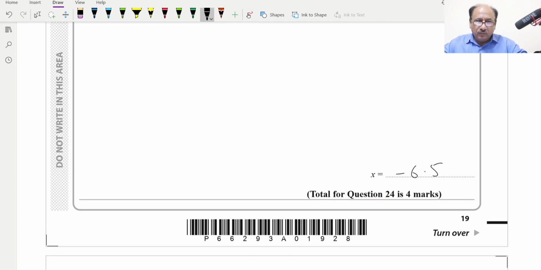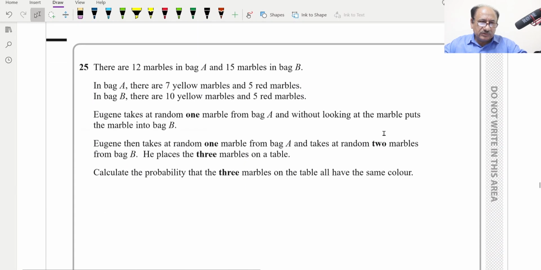This is done. Now we can move to the next question, which is a little tricky question, and there you have to be attentive for this one. There are 12 marbles in bag A and 15 marbles in bag B. So there are two bags, A and B. A is containing 12 marbles and B is containing 15 marbles. Next step, they are saying in bag A there are 7 yellow and 5 red marbles. In bag B there are 10 yellow marbles and 5 red marbles.